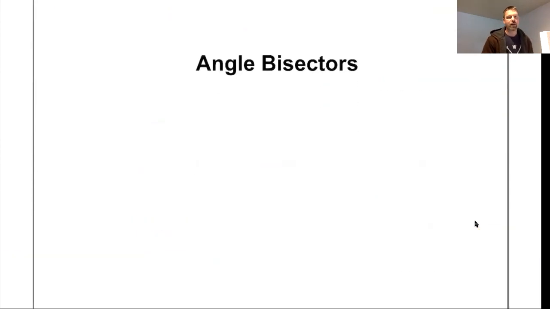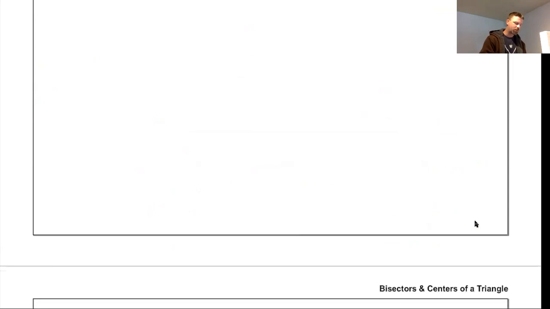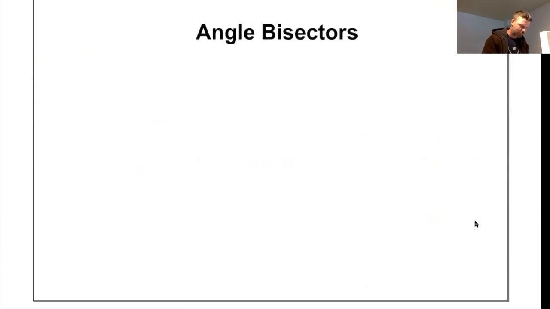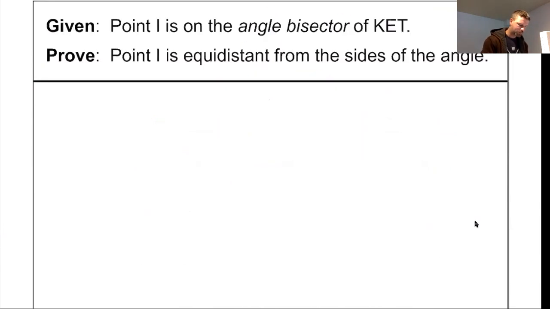Angle bisectors. Here's the new one for you. You guys hopefully already know what an angle bisector is, right? It's something that cuts an angle in half. But it turns out that if we have an angle bisector, it's going to be equidistant from the sides of the angle.